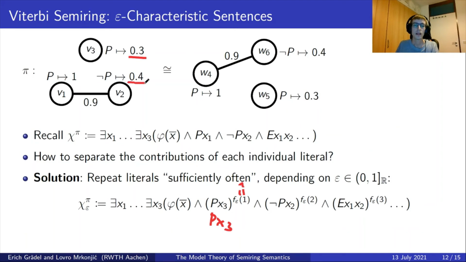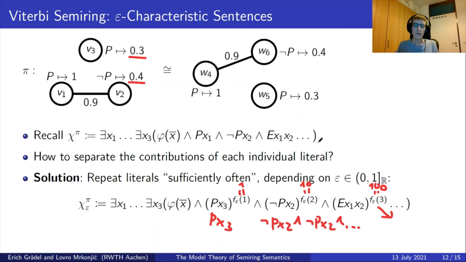And then the second smallest one is repeated many times, say 10 times. So we write not px2 and not px2. So repeating means we just use a conjunction and repeat the same literal in this conjunction. And the next literal is repeated even more, so say 100 times. Now, if we do that, we have ensured that we cannot swap these two values without changing the evaluation of the characteristic sentence. So we are safe from that.